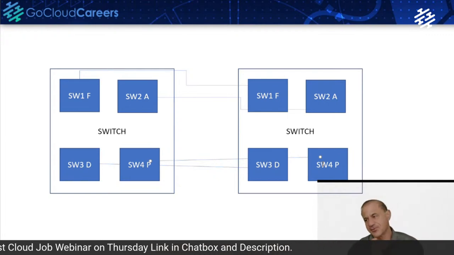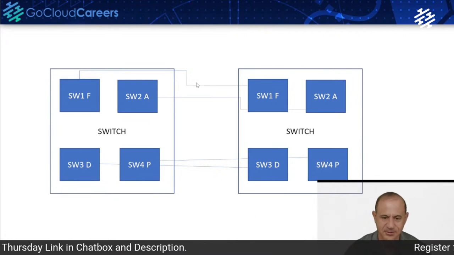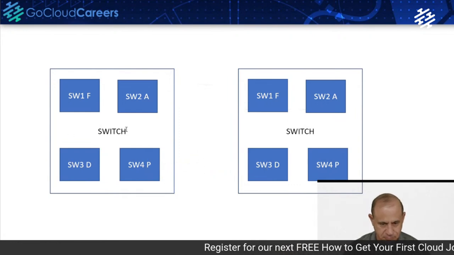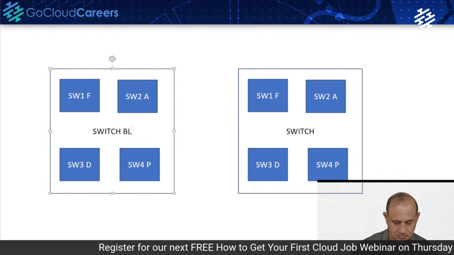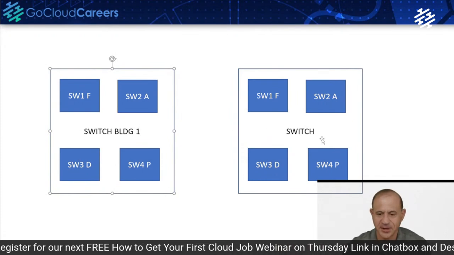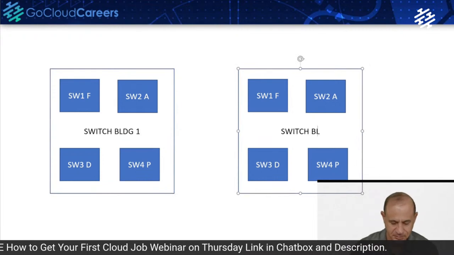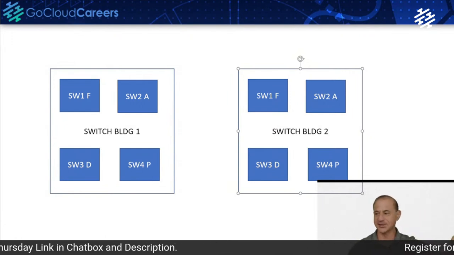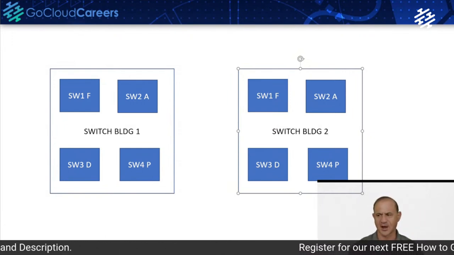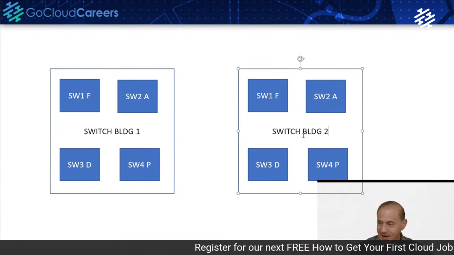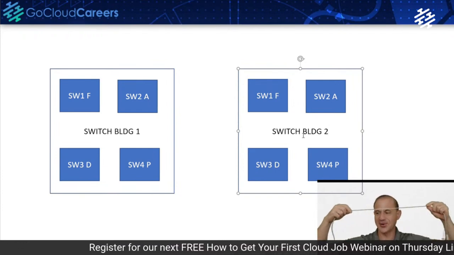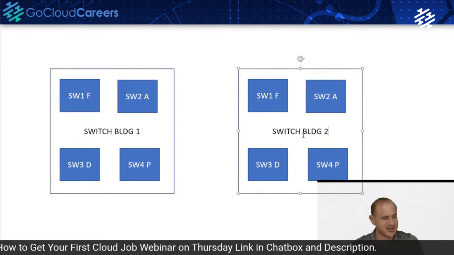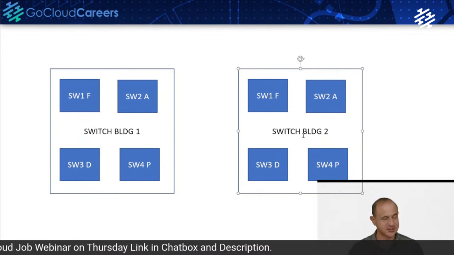Now let's think about this with a little more complexity. Now let's say this is in building one. Now let's say this switch is in building two. Now let's say there's a kilometer between building one and building two. A kilometer. I'm not going to go out there and get my cheap little cable and plug it in. Not one bit. Why? It's not going to stretch. An Ethernet cable or copper is good for what, 100 meters? So now I've got a problem.